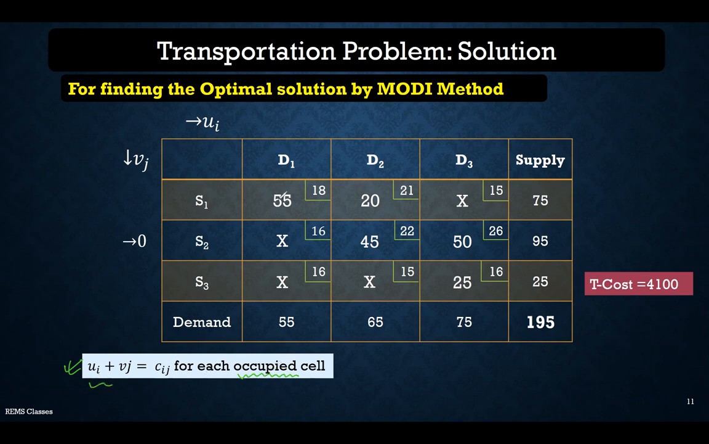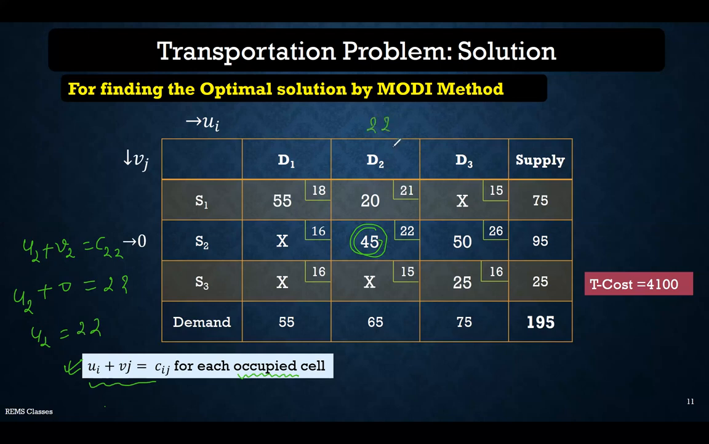Let us say we are going to use this formula for this particular cell. This is the u2 and v2. So u2 plus v2 equals C22. The value of v2 is 0, and we have to find the value of u2. C22 equals 22, so we can say that u2 equals 22.